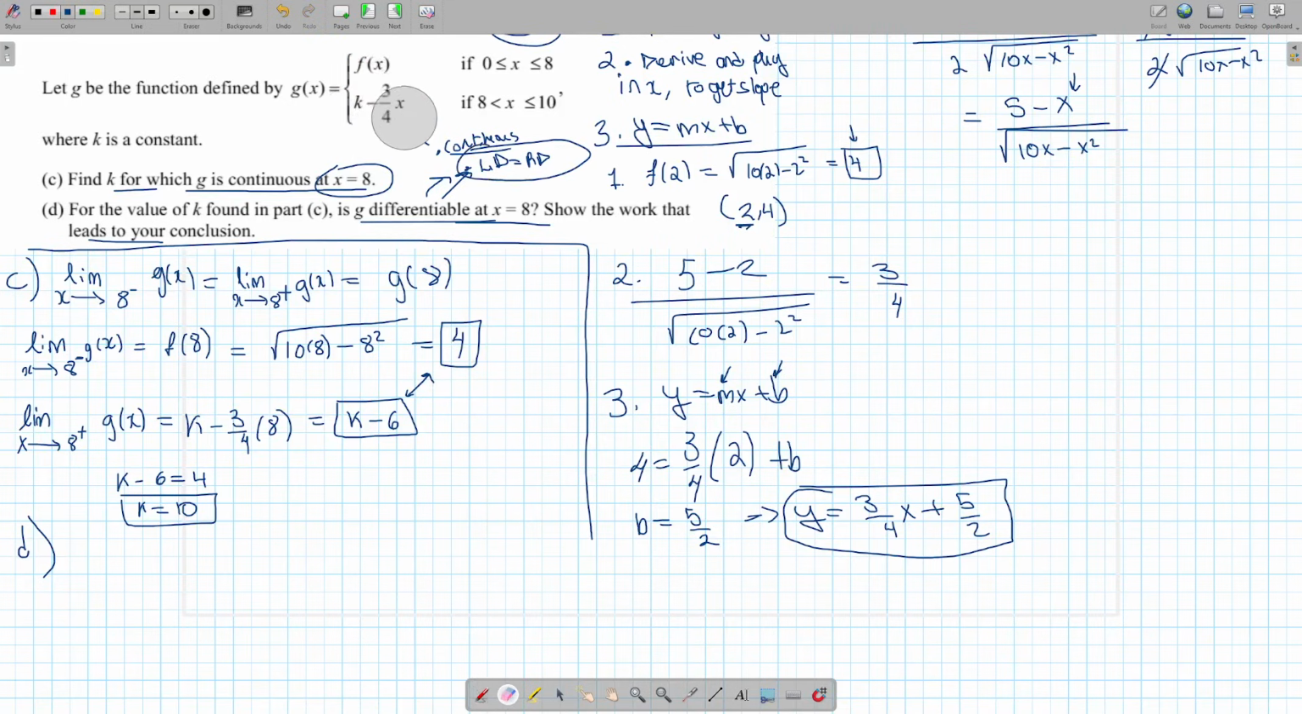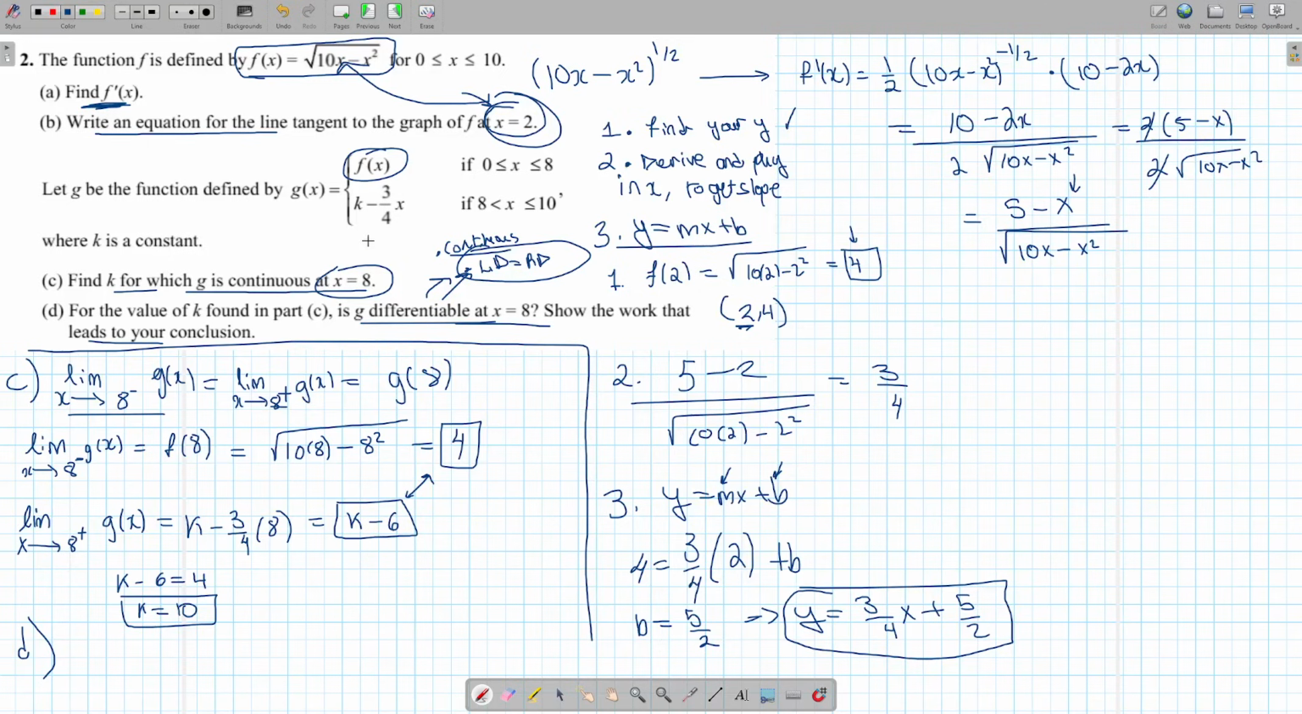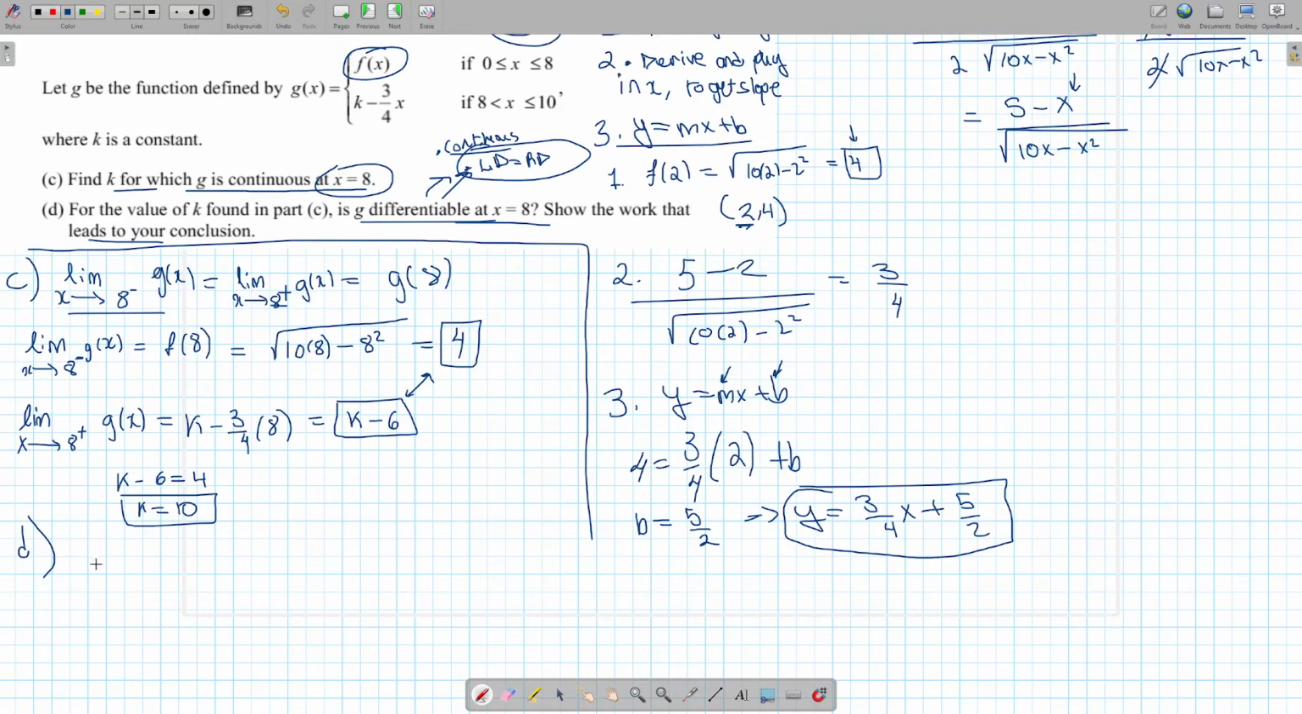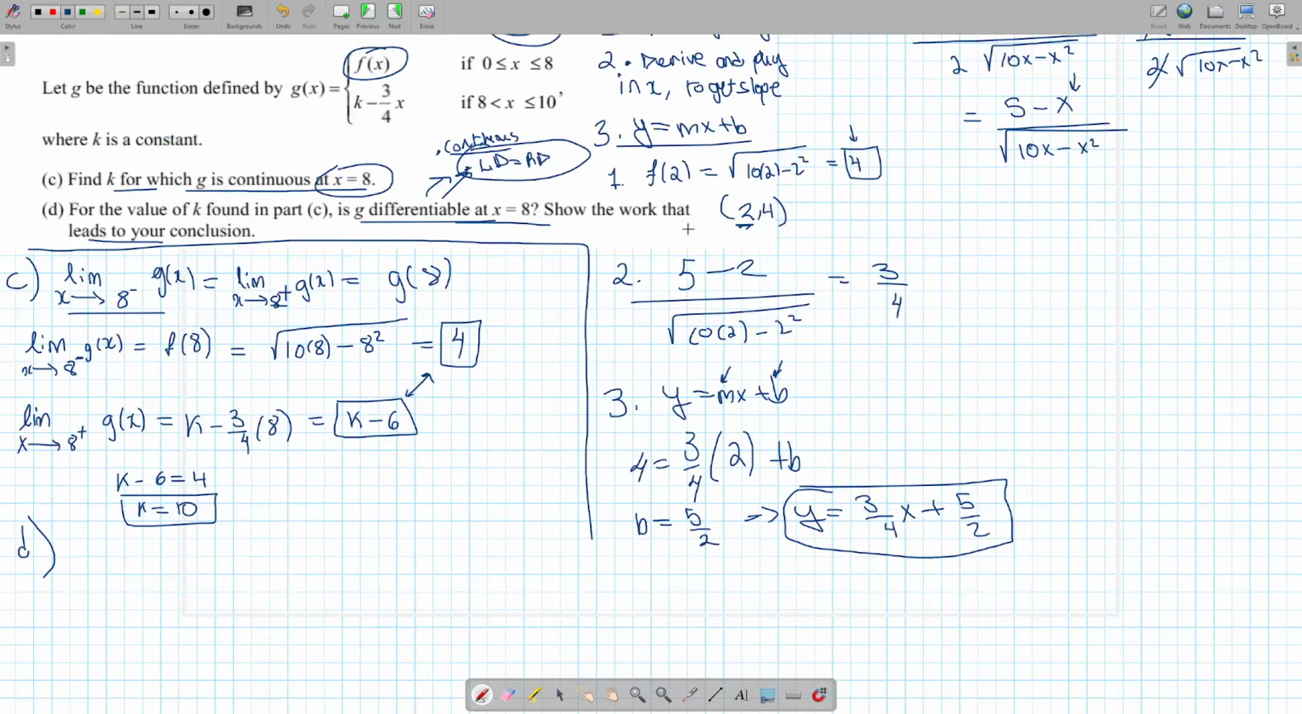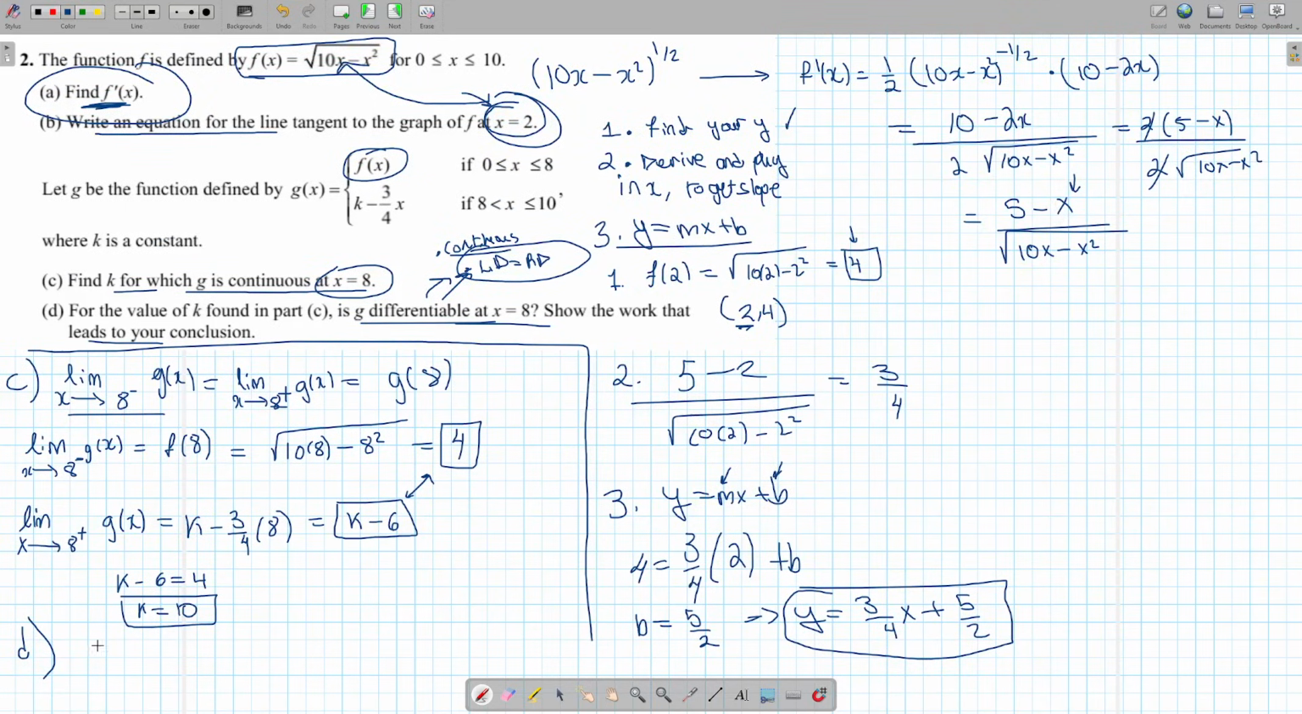The left derivative is just deriving the left side, and f of x is this radical 10x. I'm going to put it like this. We already have the left derivative. Actually, we derived it in part A. We found it. The left derivative is this. So the left derivative is 5 minus x over radical 10x minus x squared.